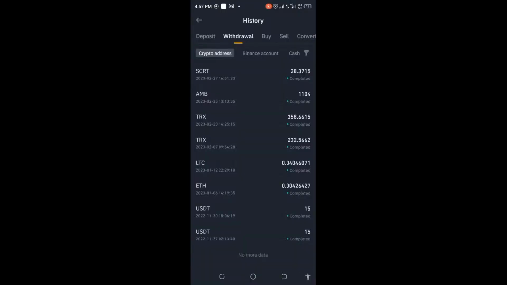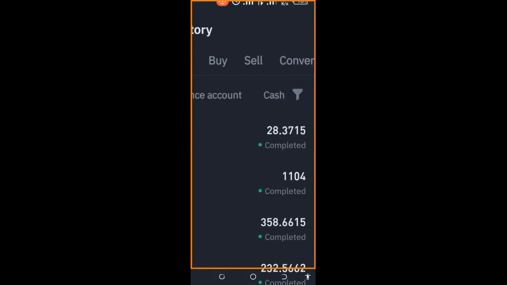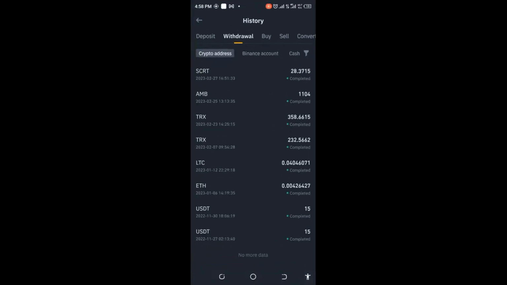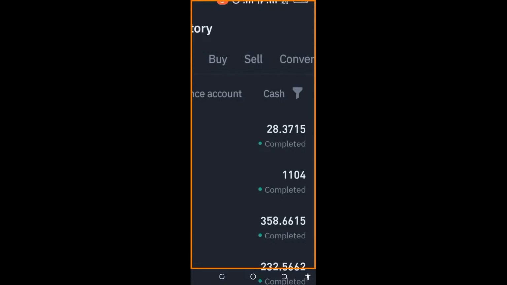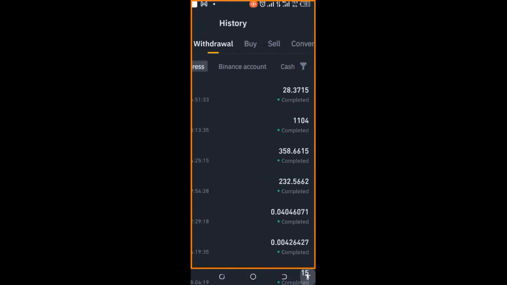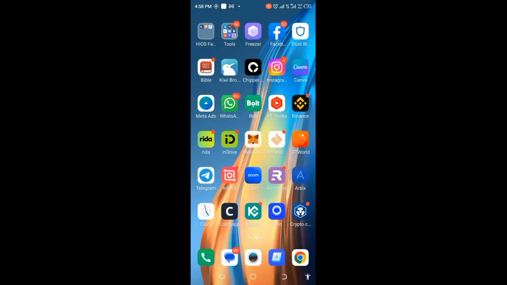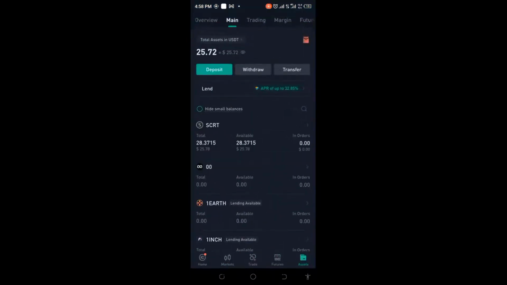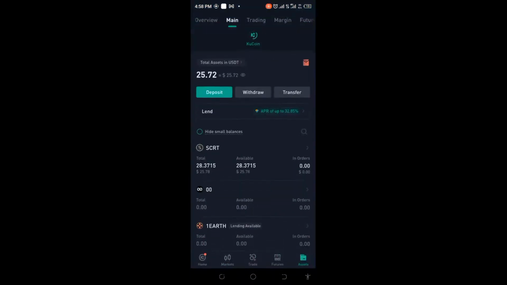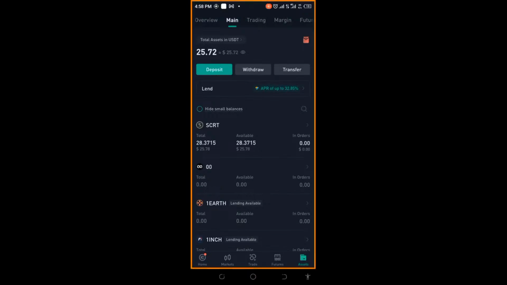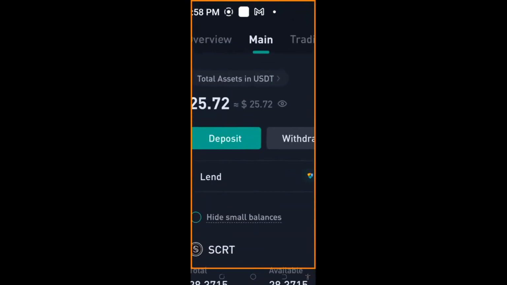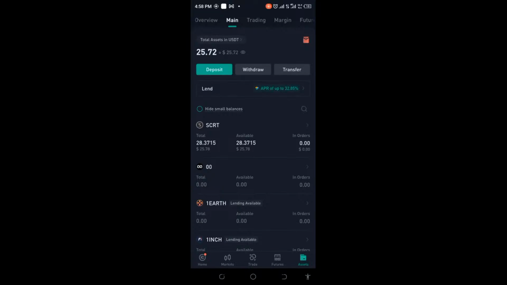Okay, so right now it has finally left Binance. So the amount that we should actually be receiving is 28.37. Okay, so let's go and check KuCoin and hope that it won't take such a long time. Oh, it's here already. It's here already. So what do we have here? We've got it here. So let's go ahead and start the work.